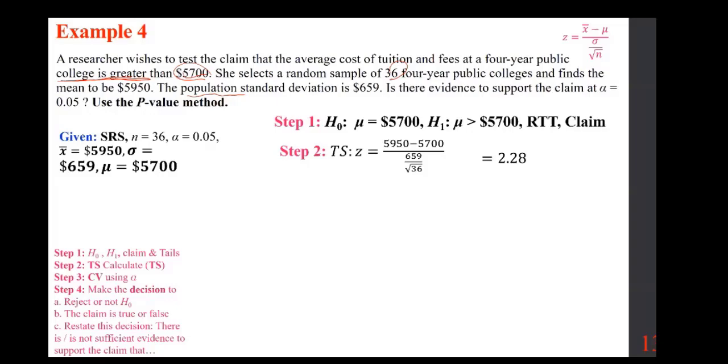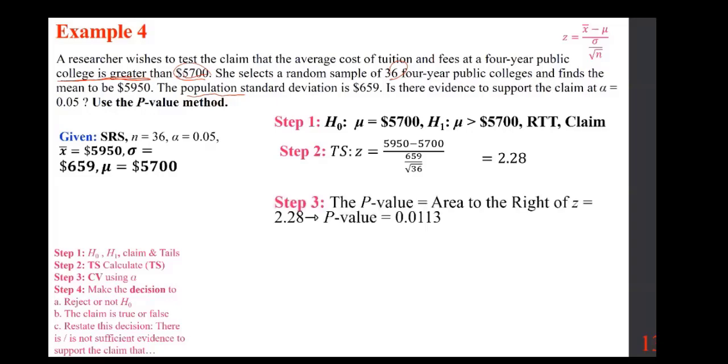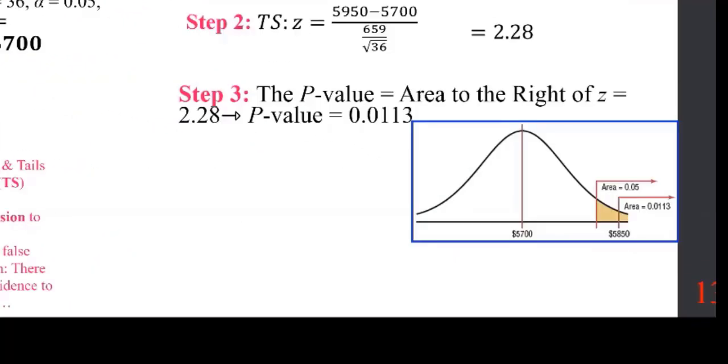But in this one, you basically need the area to the right, because it's a right-tail test. The test statistic is 2.28, and you compare it to alpha. The area to the right is considered the p-value. So the p-value is the area to the right of z equals 2.28, and it ends up being 0.0113. Now, let's compare to alpha.